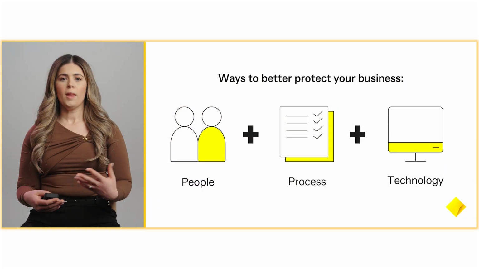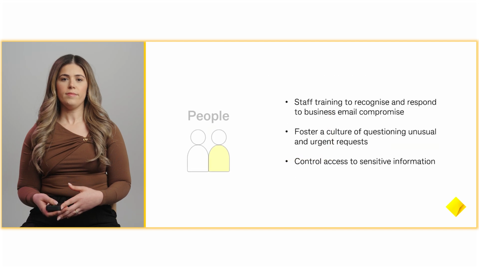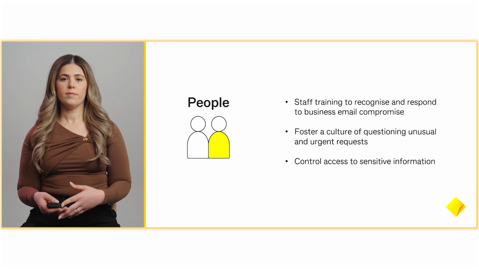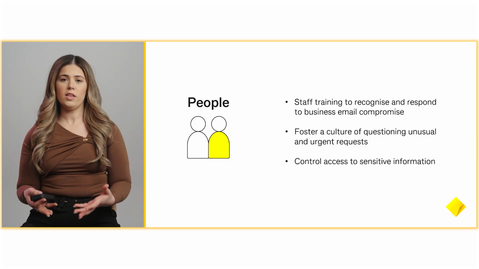Now that you know the key types of business email compromise, you can focus on these 3 areas to reduce the risk of payment fraud: people, process, and technology. Your team is the first line of defense. Ask yourself, do my staff receive regular training on phishing and impersonation?